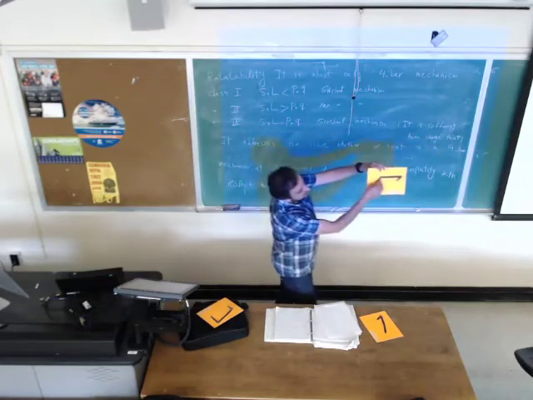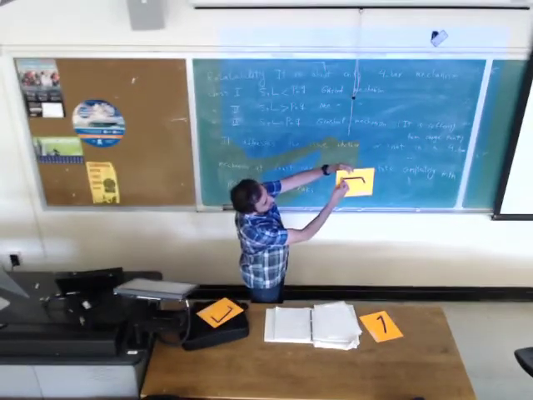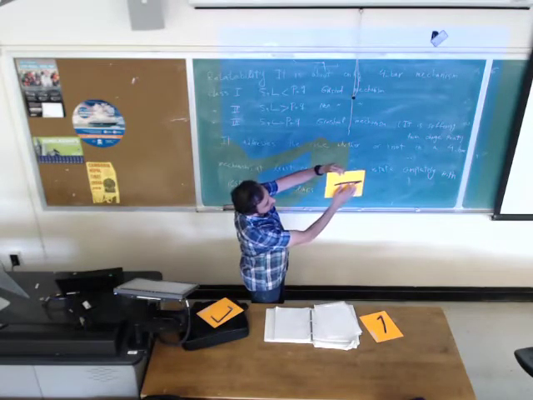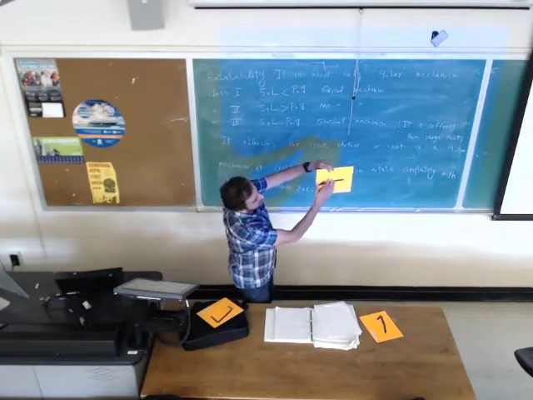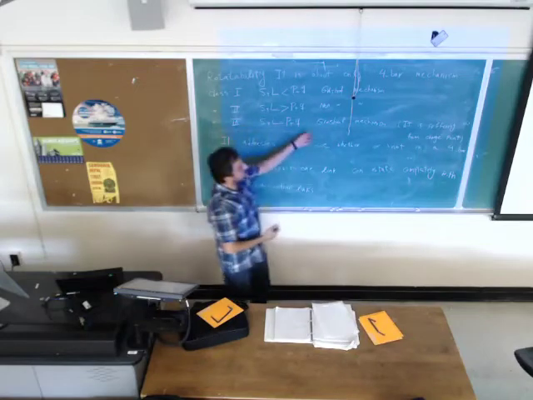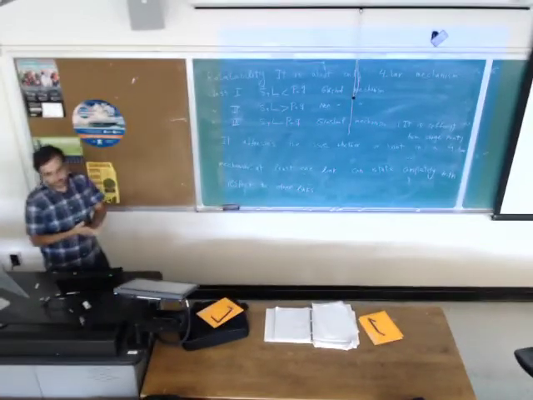But still, it's a Grashof mechanism because this link and this link can complete 360 degrees with respect to the other one. So this is the only difference for class 3.